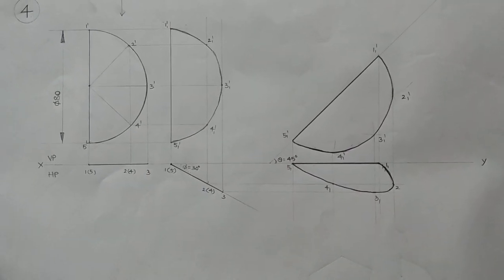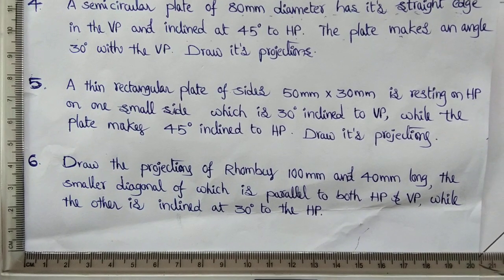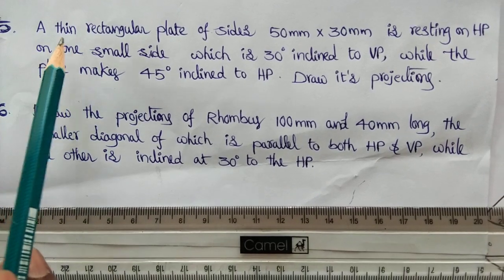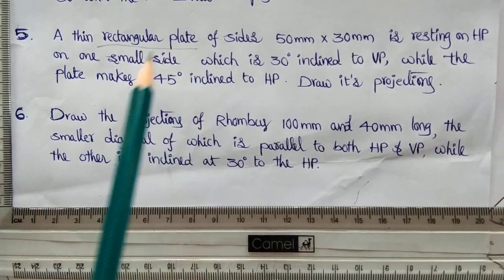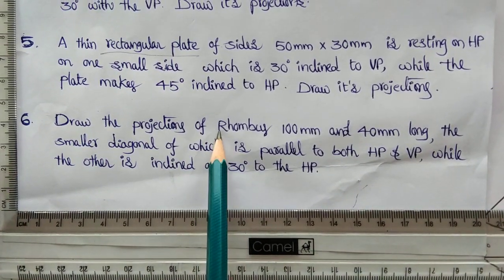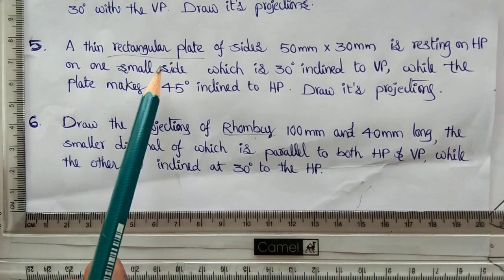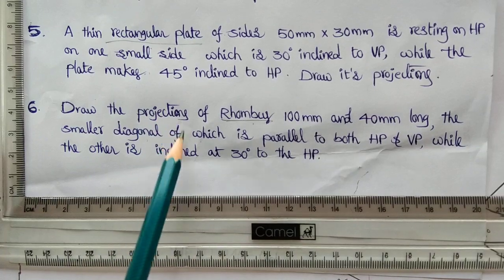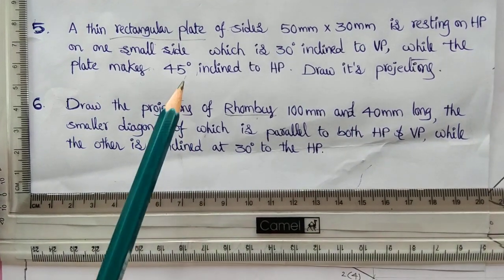So this is about problem number 4. I have prepared two more problems, 5 and 6. The fifth problem is related to the rectangular plate, and the sixth problem is related to the rhombus. So I am giving these two problems as assignment problems. You can solve these two problems directly in the drawing sheet.